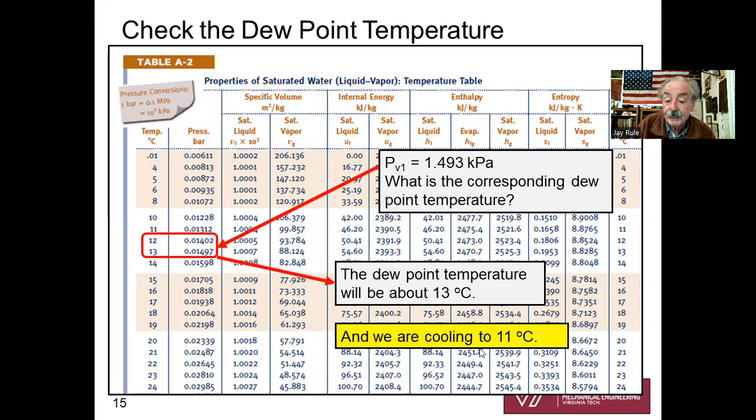And we're cooling our mixture down to 11 degrees C. We are cooling our mixture below the dew point. So right there, we don't have to do any more calculations to know that we're going to get a drip, drip, drip of condensate going to the drain, because we're cooling our mixture below the dew point. That's an important technical thing to observe, more than just blindly going through the calculations.